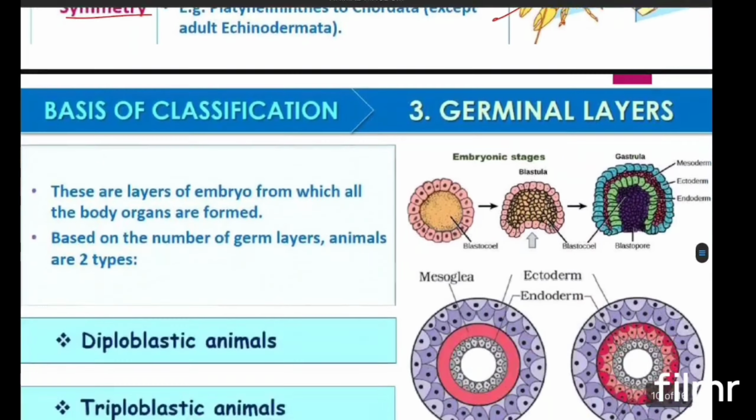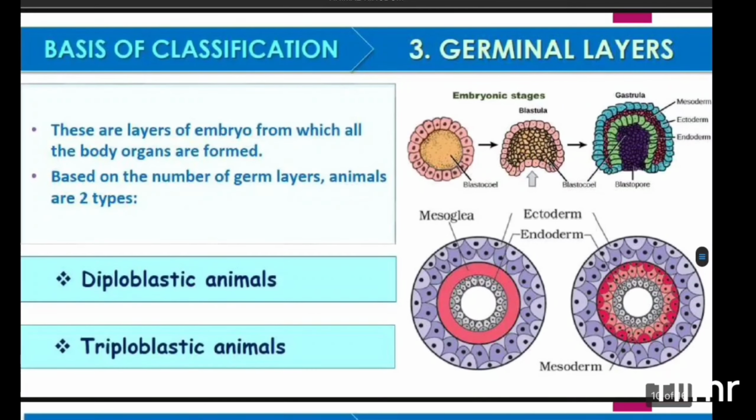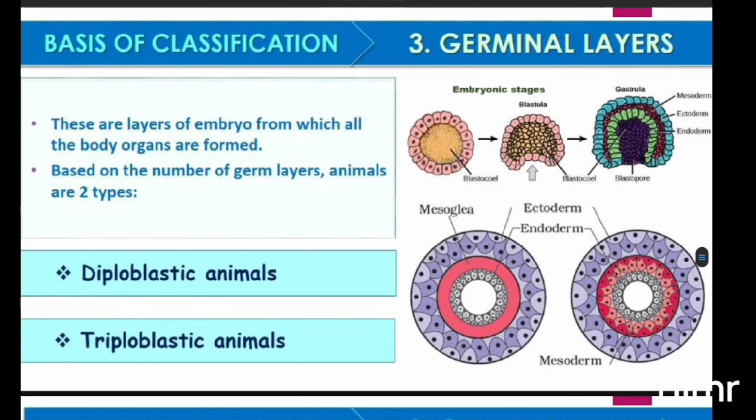Now, what are the germinal layers you have to understand here? The germinal layers are the embryonic layers, we can say, right? These are the layers of the embryo from which all the body organs are formed. So based on the number of germ layers present in the organism, we can divide the entire animals into diploblastic and triploblastic.